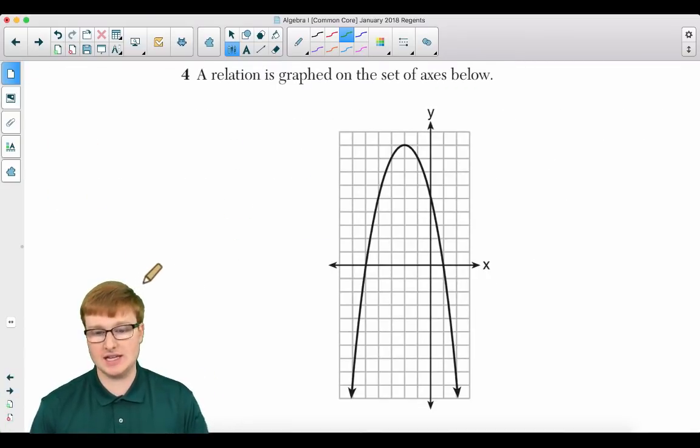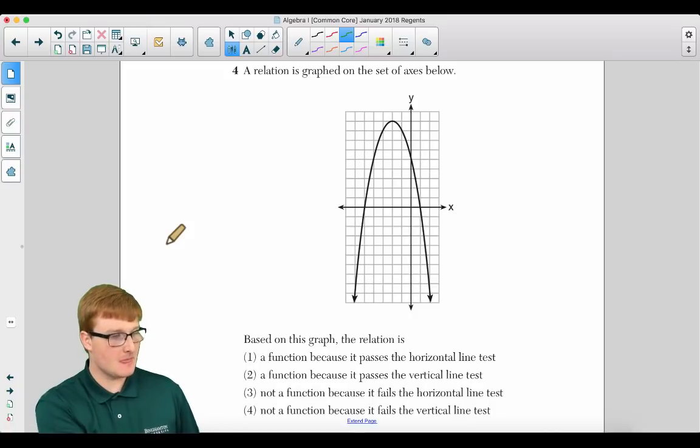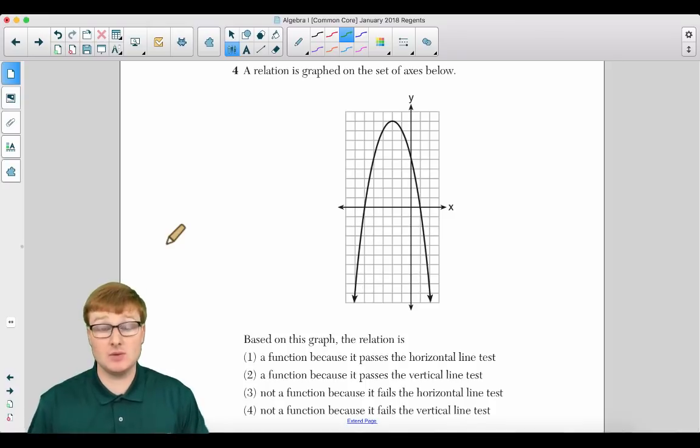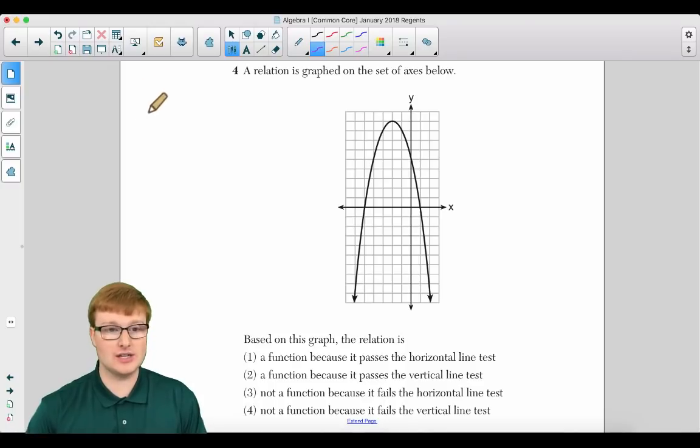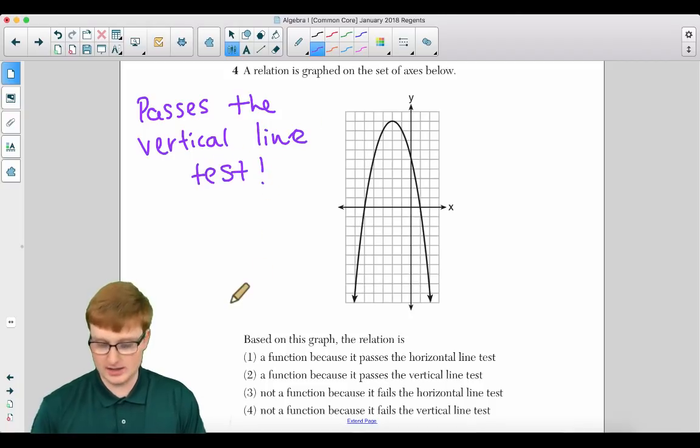A relation is graphed on the set of axes below. Cool. Based on this graph, the relation is what? So this is a quadratic, and it's asking you about functions. So is this a function or not? Well, it is a function because all functions pass the vertical line test. This passes the vertical line test. So since it passes the vertical line test, we know for sure that this is in fact a function. Your answer is choice 2.